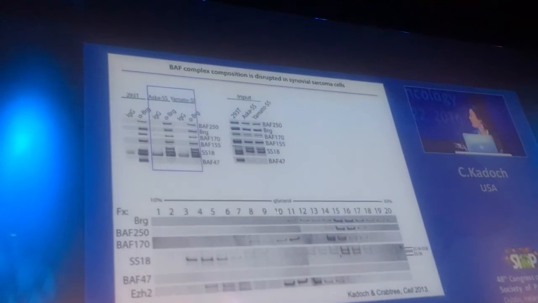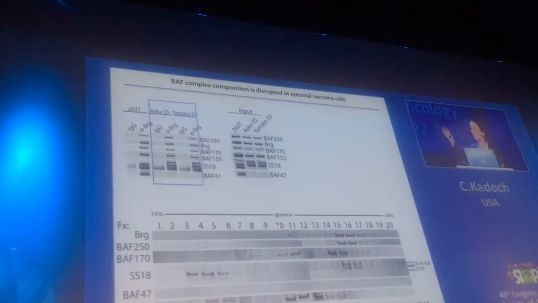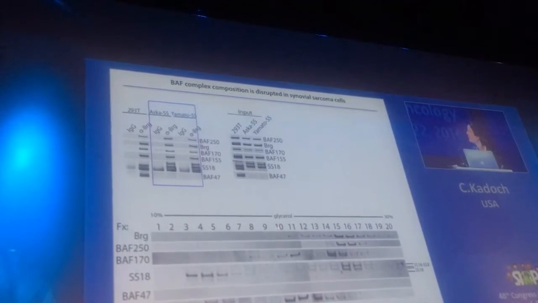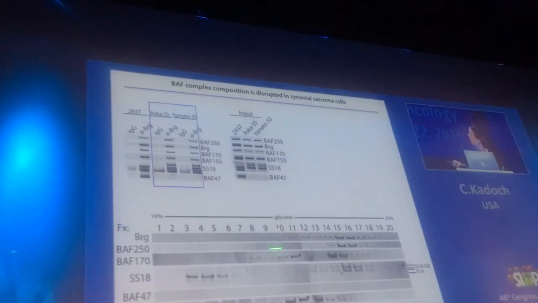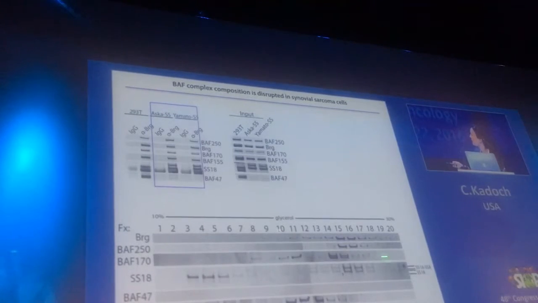If we perform the same game that we played on the previous slide, a density sedimentation would usually show a perfectly held together complex. But now if we look at synovial sarcoma, we can appreciate a profound disruption to the integrity of the complex. Subunits are shifted all around. There's much more of a spread.